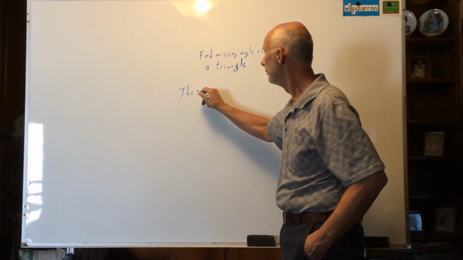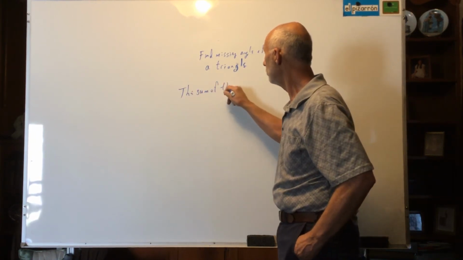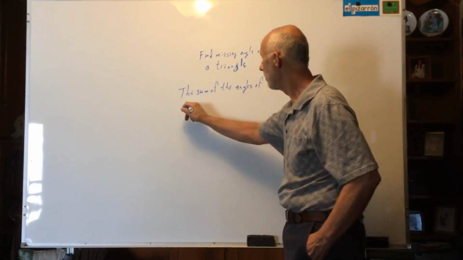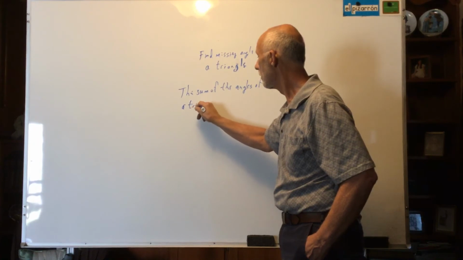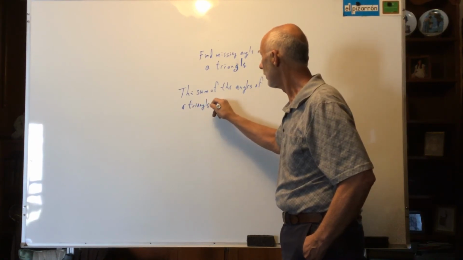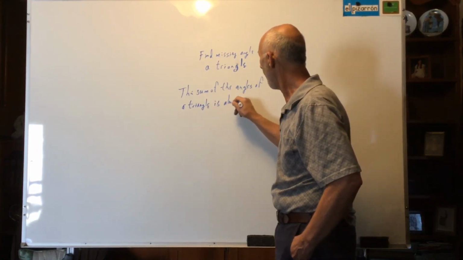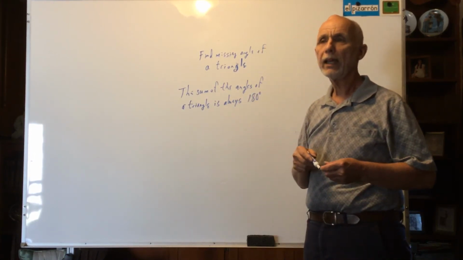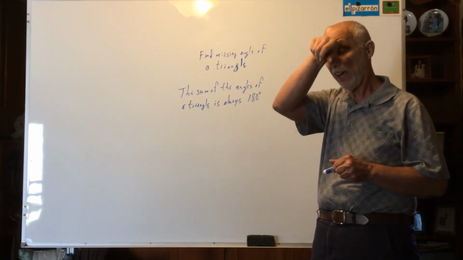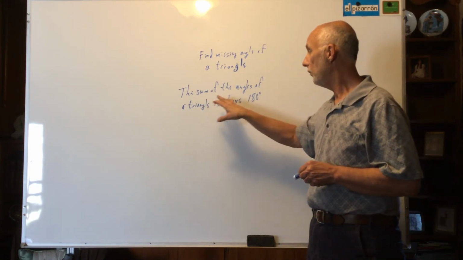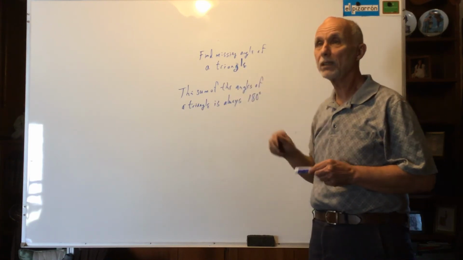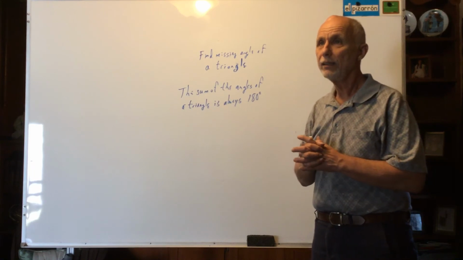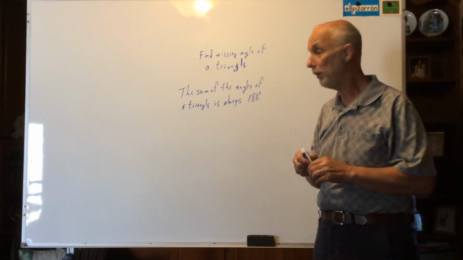The sum of the angles of a triangle is always 180 degrees. And again, it doesn't matter what triangle you have. If you sat there and you added up the 3 angles, it must add up to 180 degrees. And you say, why? And I say, because that's just what happens when you make one.